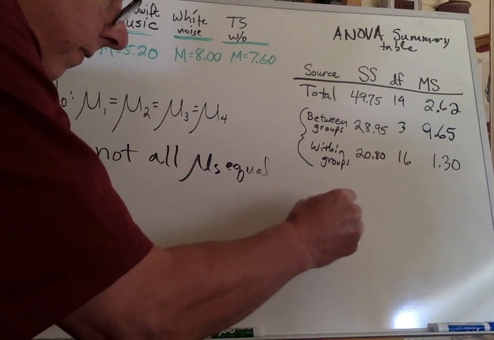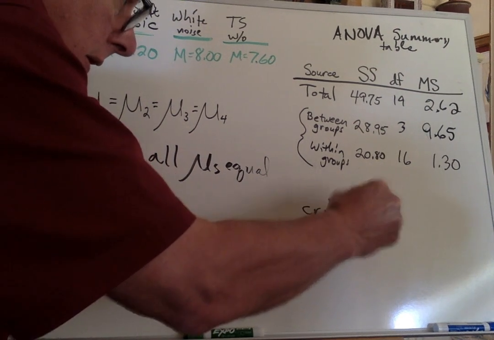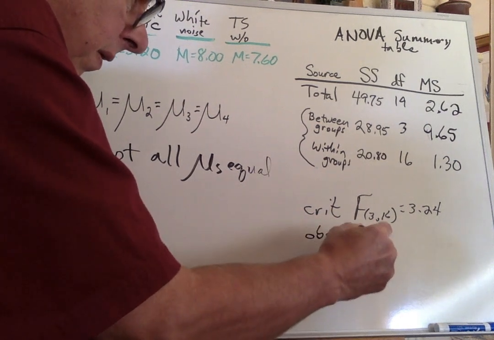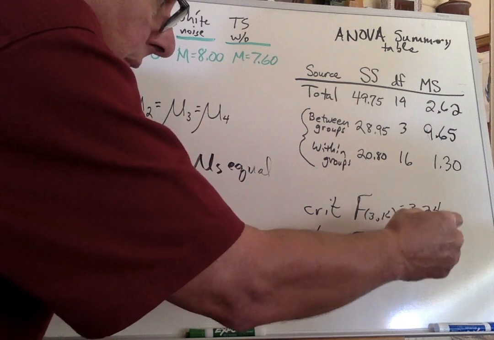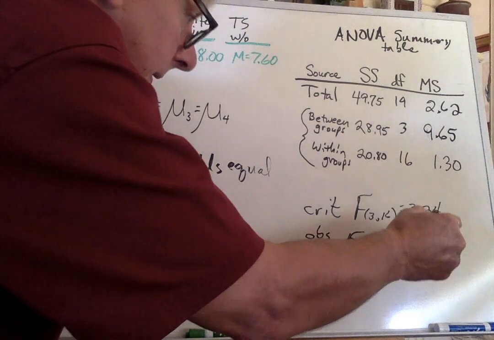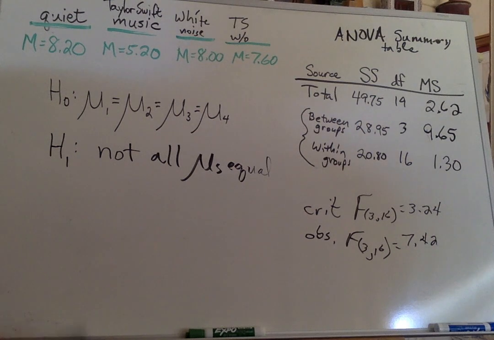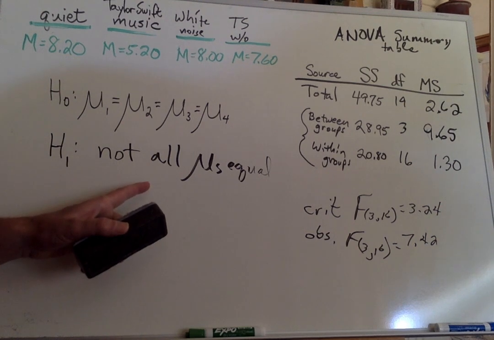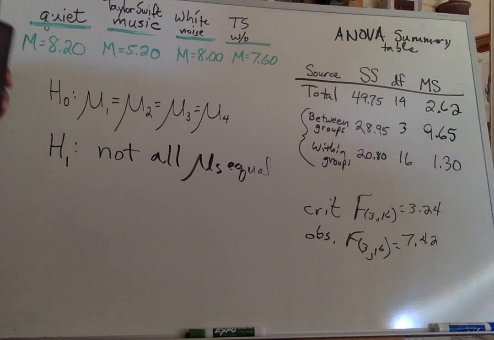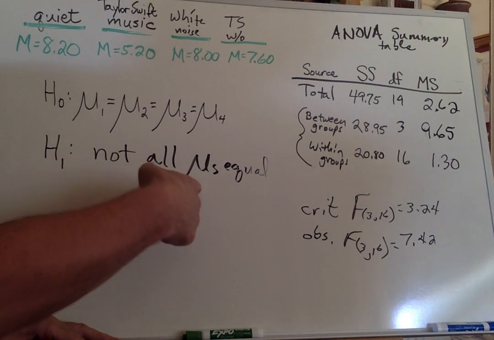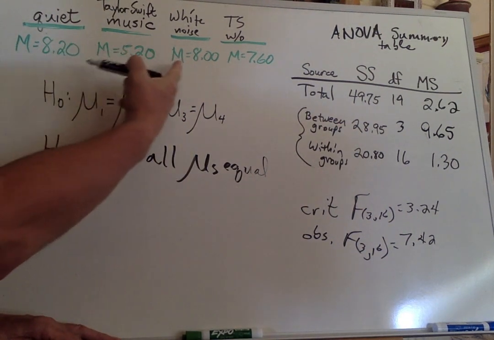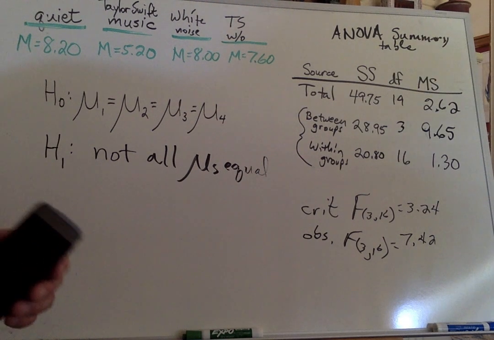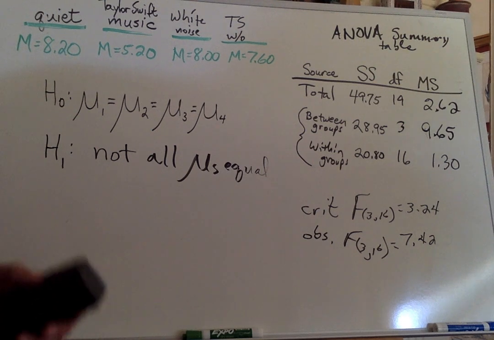Our critical F value was 3.24. Our observed F value was 7.42. Okay. So we're going to reject the null, but we don't know which groups are not equal with other groups. Now, I'm talking about mu's here, and we're going to use our sample means as guesses for our mu's. If I look up at my data set, I suspect I know what's going on here.